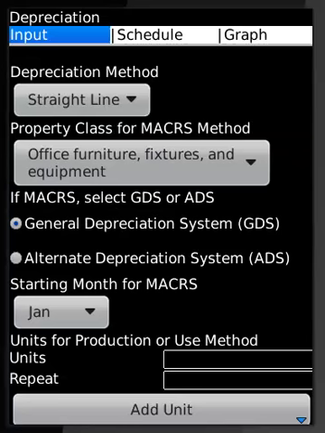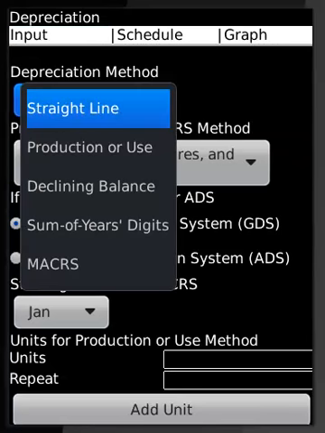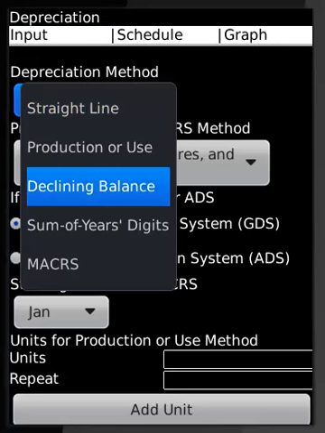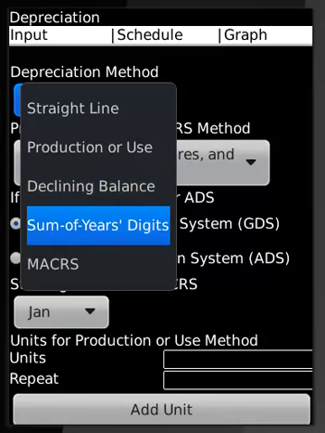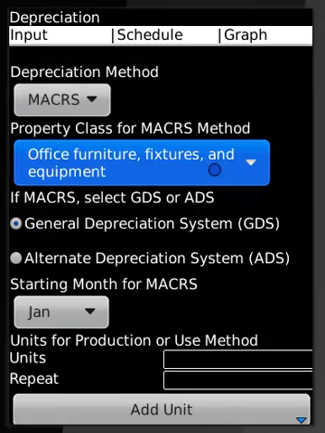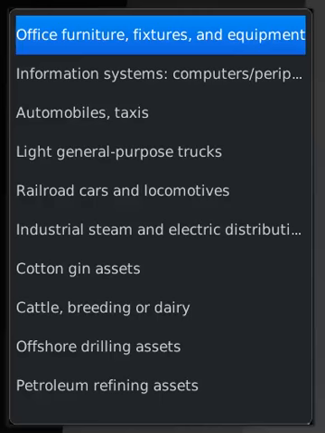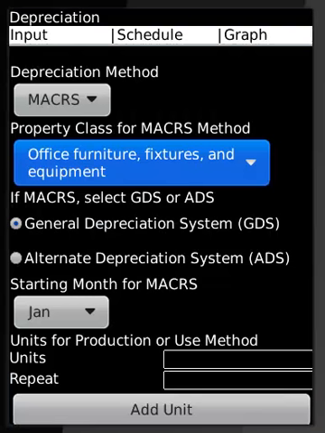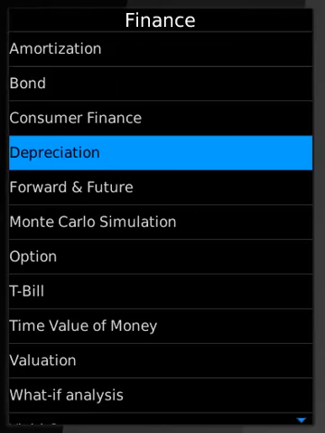Then within depreciation, it covers straight line depreciation, production and use, declining balance, sum of the year's digits, MACRS. Within MACRS, there are all the property classes. Then you can select ADS or GDS. So this application provides amortization schedule and the graph.